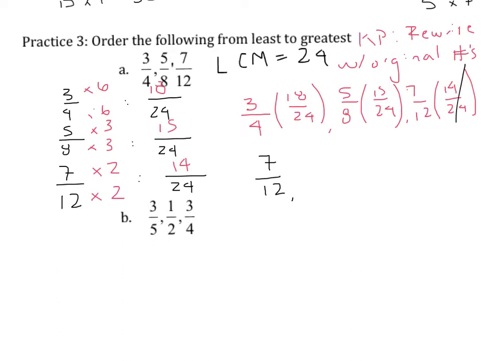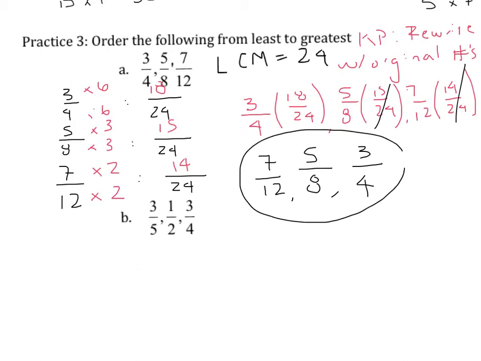Our next one is between 18 and 15. 15 is smaller, so I'm going to write that one next. We're writing the original fraction 5/8. And then finally, 18 is our last one. We're writing it with the original fraction, and we get 3/4. Okay? So it's like what we've done before, but taking it just to the next level.